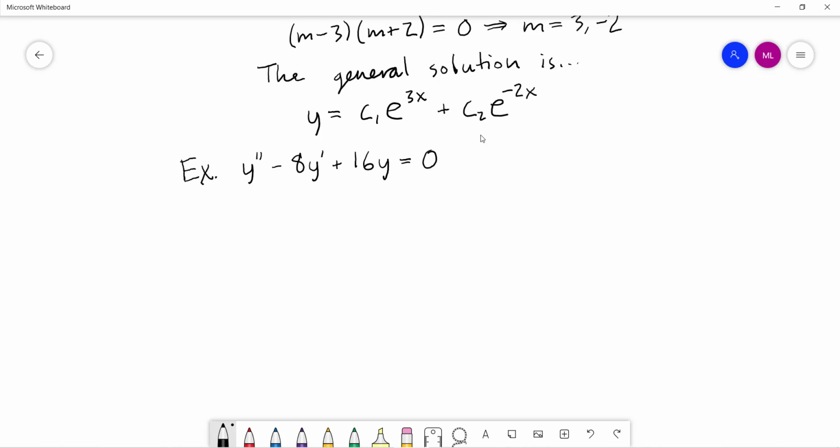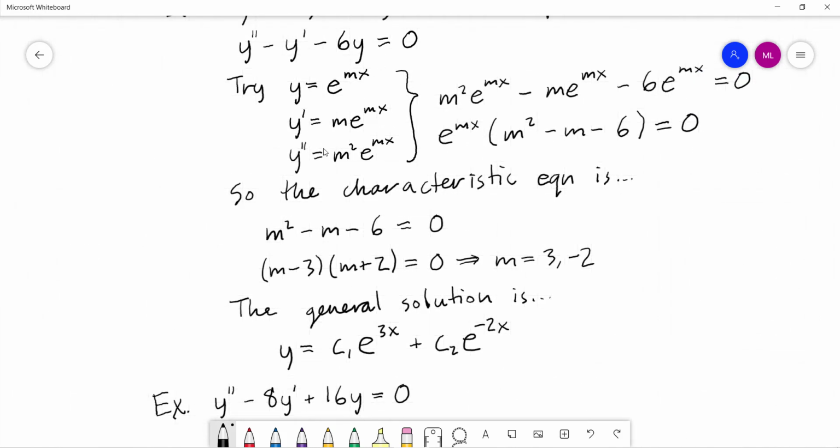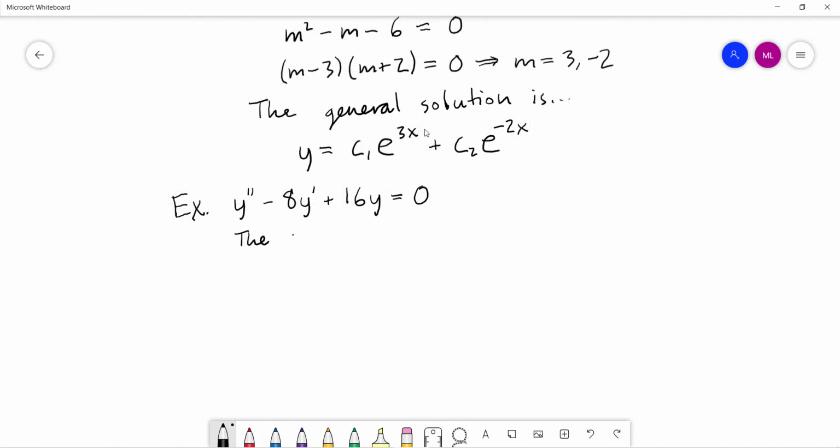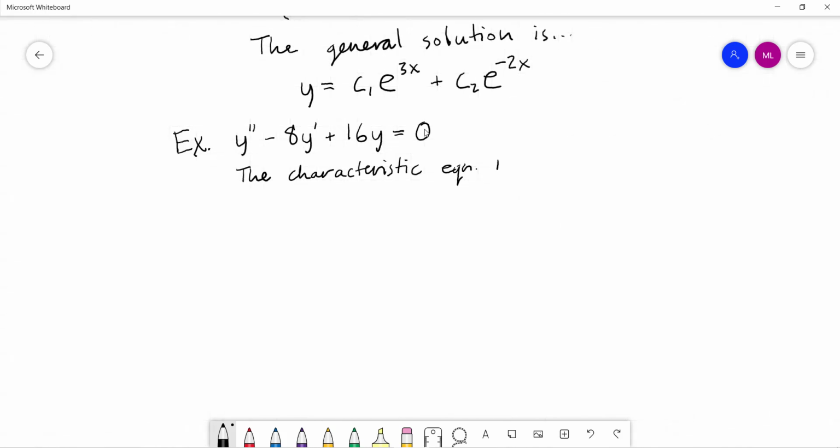Well, again, what is the corresponding characteristic equation? So I'm going to skip this step of finding the derivatives, plugging them in, factoring stuff out, and just know the characteristic equation for this thing is going to be m squared minus 8m plus 16 equals 0. So basically, swap out the double prime for an m squared, the y prime for an m, the y for just a 1, and that gives you your characteristic equation.